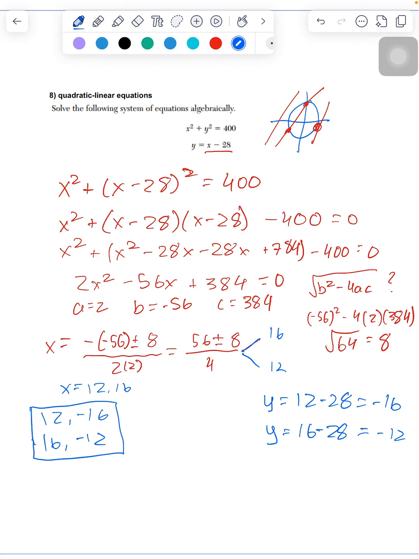So that's how you solve a quadratic system. These two points, these two coordinates, put in parentheses, is where they intersect.